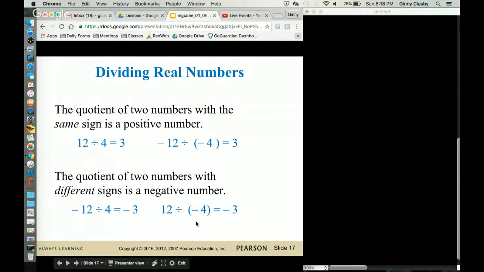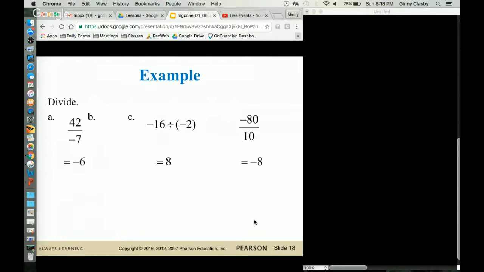So if you have an even number of the same sign, it's going to be positive. If you have an odd number of the same sign, it's going to be a negative. Okay, so it's the same rules. The dividing real numbers, the rules with the signs are exactly the same as the rules in multiplication. All right.